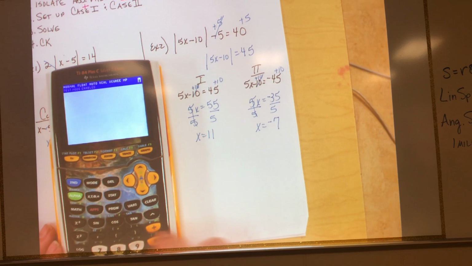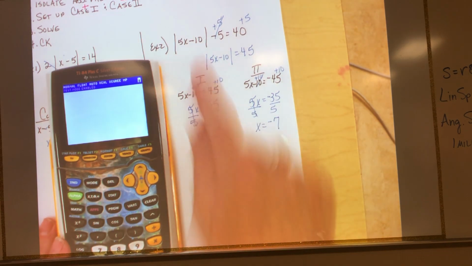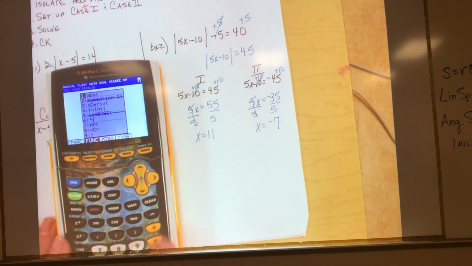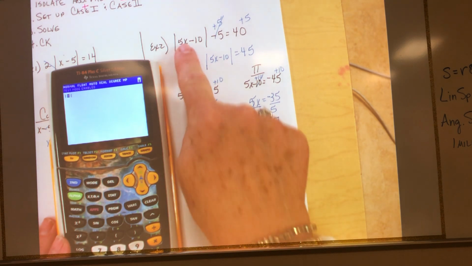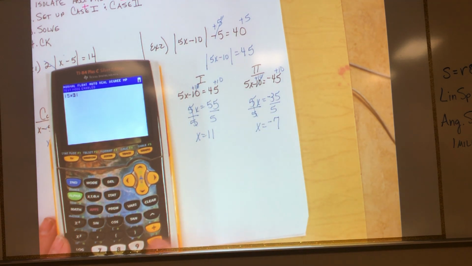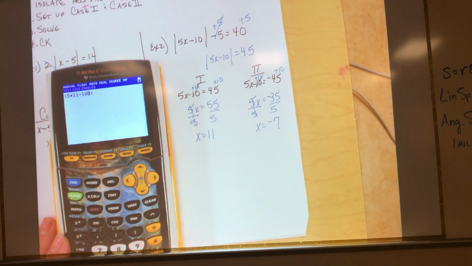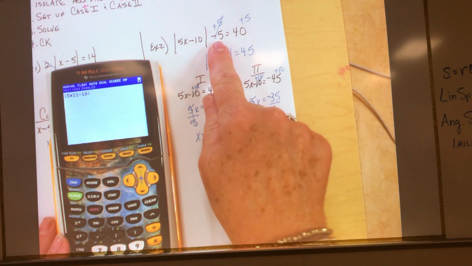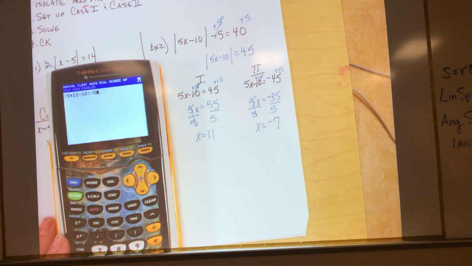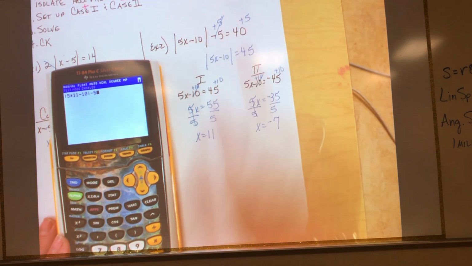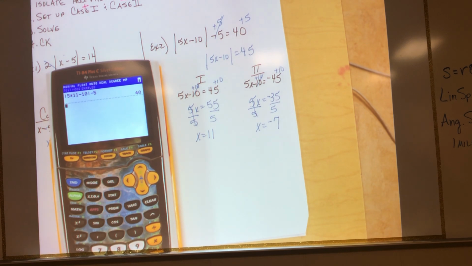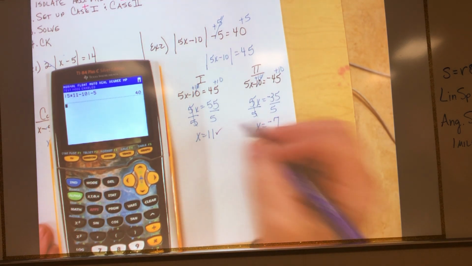So I'm gonna check them, so I'm gonna say absolute value of 5 times 11 minus 10. Go outside the absolute value and say minus 5. What should it be equal to? 40. Boom. Each x. Okay?